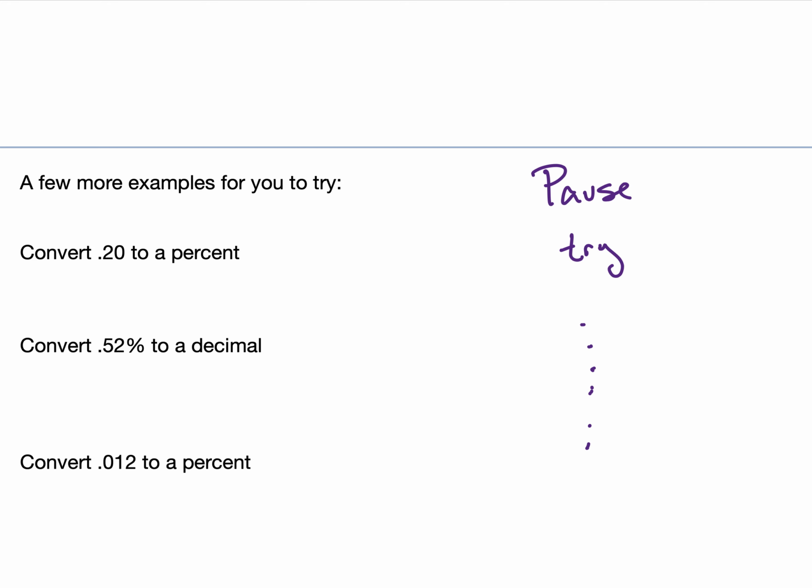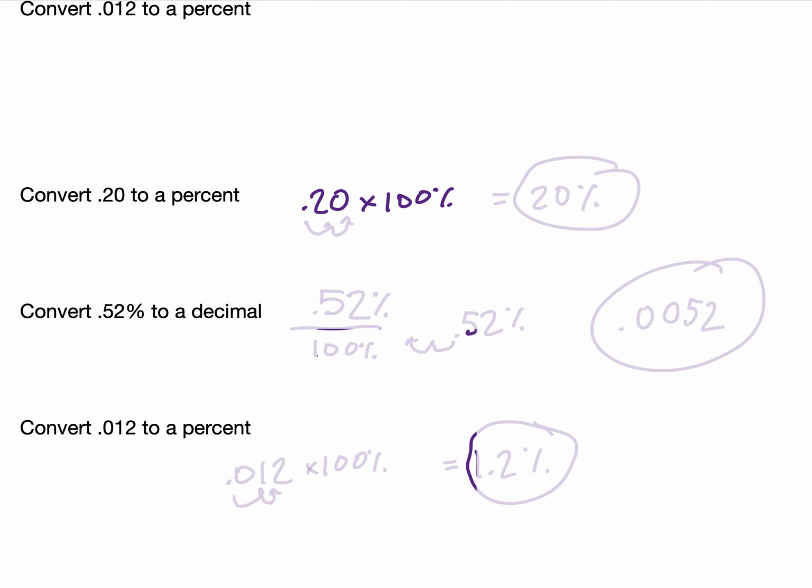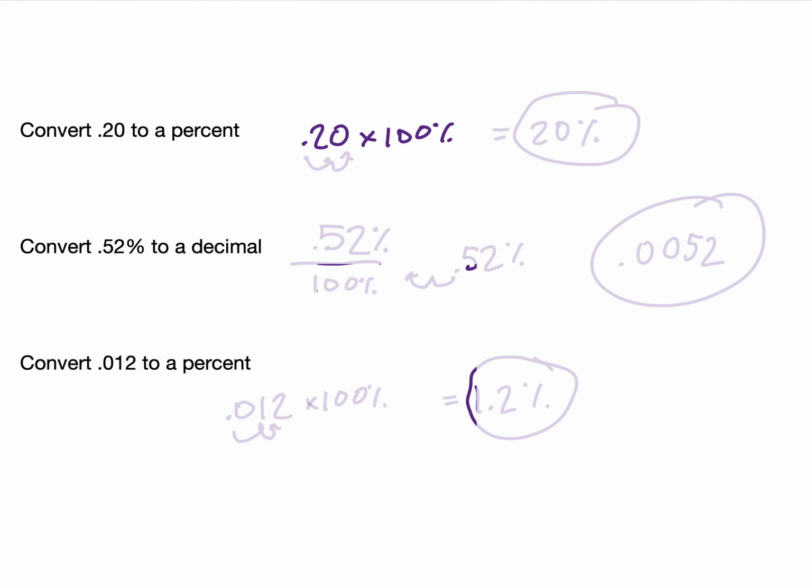Okay, so when we convert 0.20 from a decimal to a percent, that means that we are multiplying by 100%. So in other words, we are moving the decimal place 2 places to the right and adding a percent sign, so we get 20%.